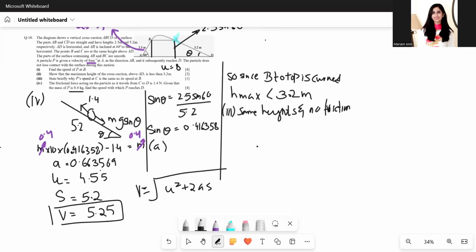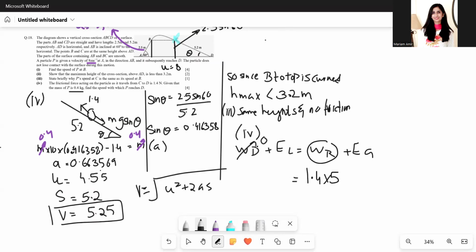Okay. You can also do part 4 using the work energy principle, which is work done by driving force plus loss in energy is equal to work done by resisting force plus gain in energy. Okay, no driving force here. Loss in energy will be considered. Work done by resisting force would be considered because now the force of resistance is given, which is 1.4, and it covers the distance of 5.2. So work done by resisting force would now be this, and then gain in energy has to be considered.